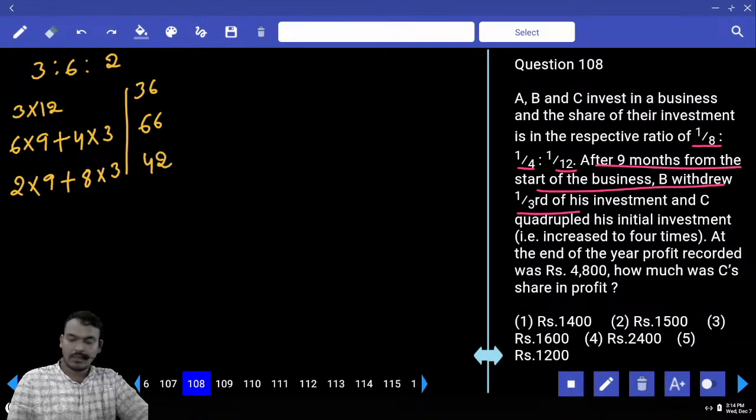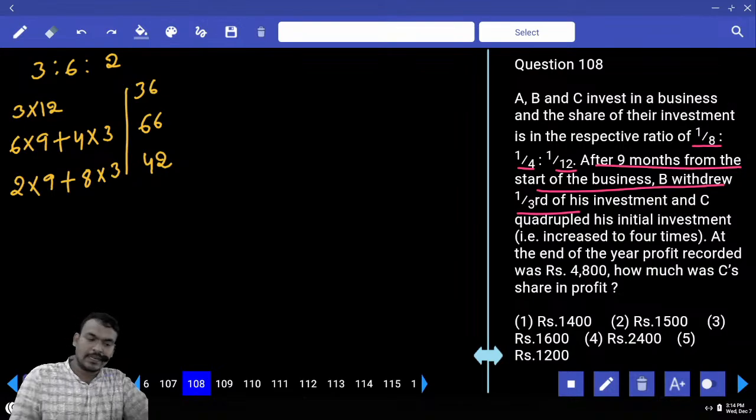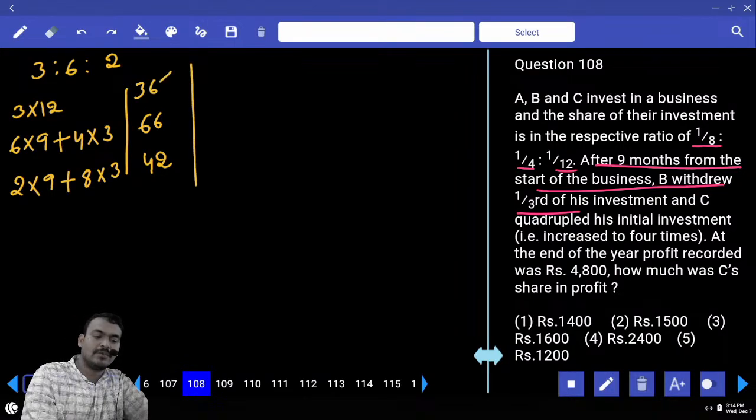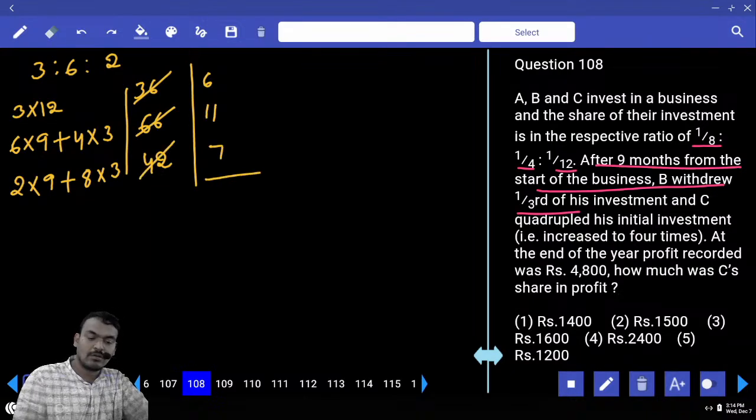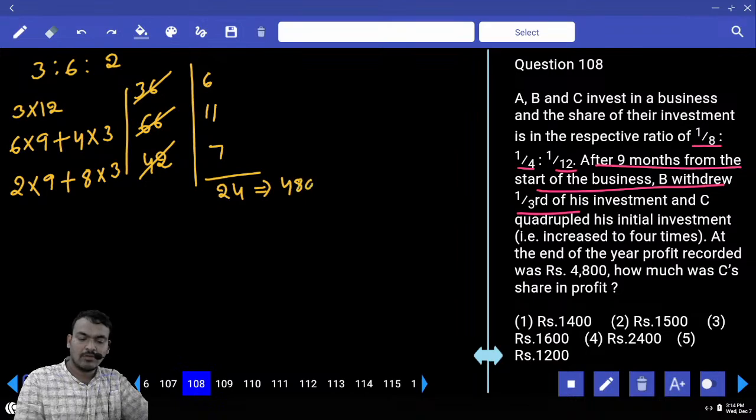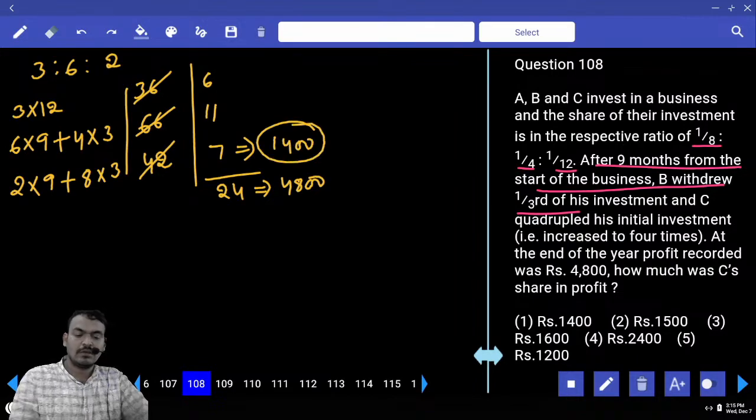What is the total profit given? 4,800. All are divided by 6. 6 how many times? 6. 6 how many times? 11. 6 how many times? 7. Total how many parts? 24. In place of 24 parts, how much value is given? 4,800. We required which share? C's share. How many parts do we need? 7 parts. What is the answer? 1,400.